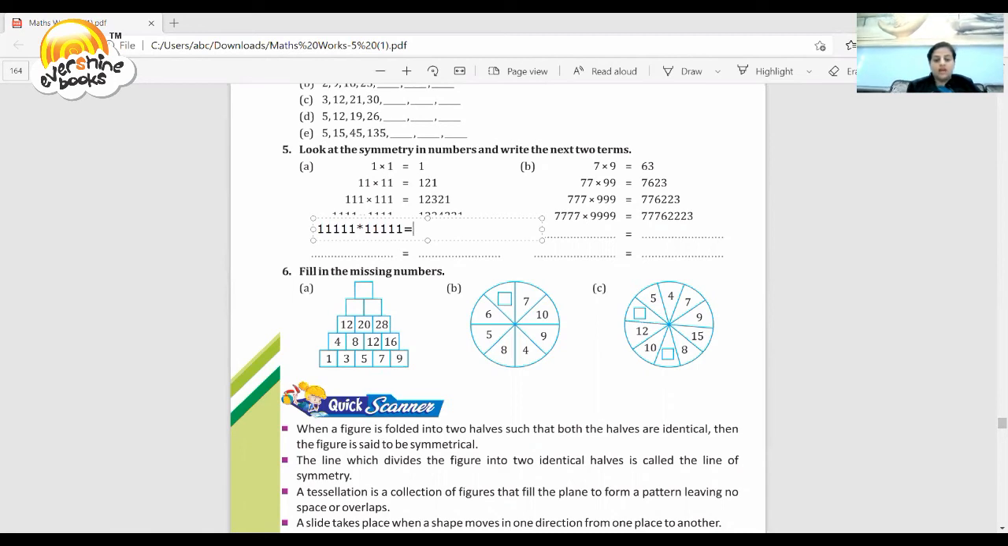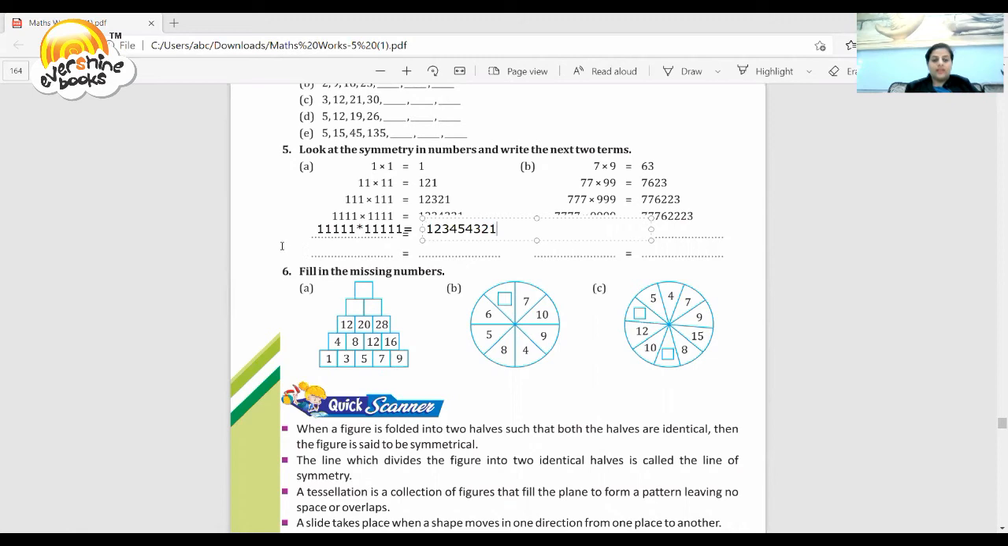So what will be the answer? See, 1, 2, 3, 4. There when 4 were there till it was 4. Now we will do it oppositely also. 1, 2, 3, 4, 5. Okay. Then 4, 3, 2, 1 is the answer.